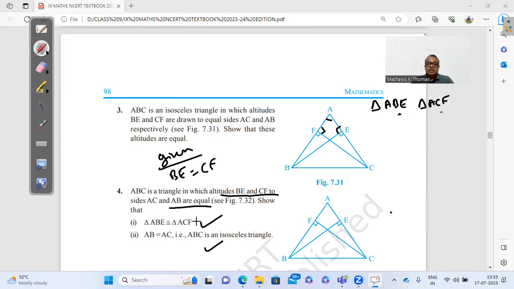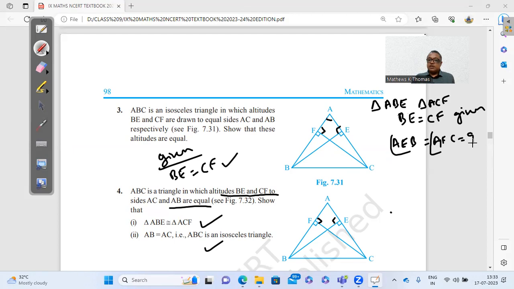So I'm going to take triangle ABE and ACF as mentioned here. I cannot take AB equal to AC because that's what I have to prove. But what is given now is that the altitudes are equal. So BE will be equal to CF. And again, these are altitudes. That means these two angles are again 90. So angle AEB is equal to angle AFC, 90 degrees. Yes. So that is the second condition. And now we need the third condition.